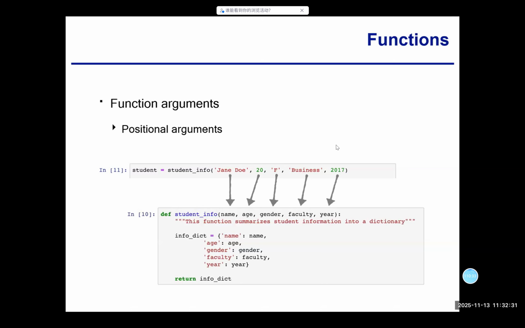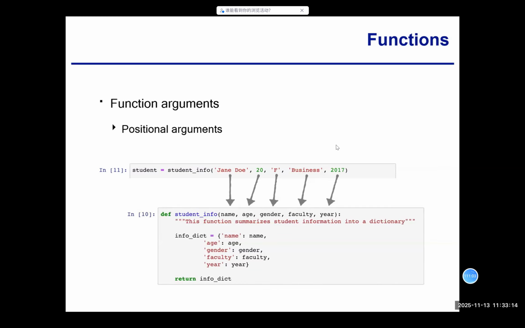For example, if we have a new student whose name is Jane Doe, whose age is 20, gender is F, faculty is business, and the year is 2017, then by calling the function name followed in the parentheses, we are going to put the 5 input arguments in that specific order: name, age, gender, faculty, and year. By doing this, Python will know which is which, right? So the first argument corresponds to name, the second corresponds to age, and so on. So this is one common practice whenever you have multiple arguments.